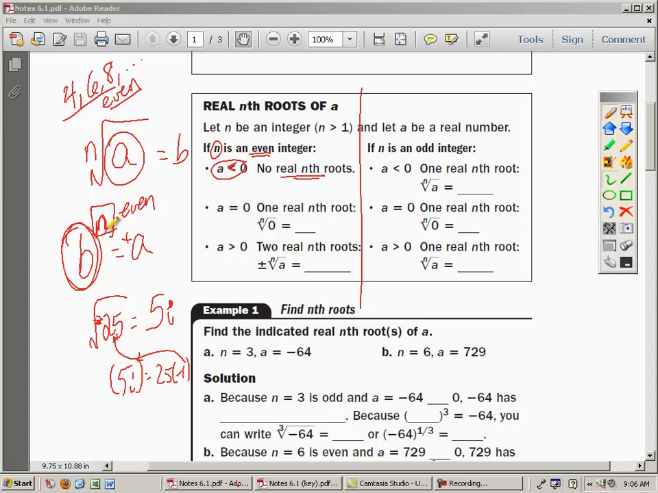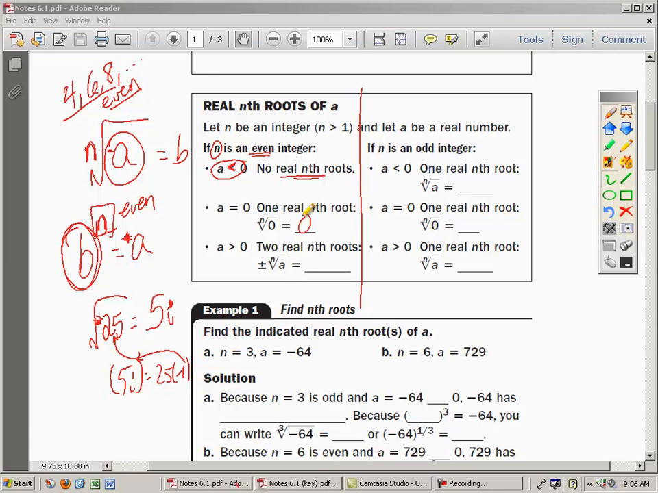All right. Again, if this number is even and this is negative, you can't do that because we can't raise some number b to an even power and get something that's negative. It's always going to be positive, at least in the real numbers. Right? We defined that i in Chapter 4. How about if a is equal to 0? Well, it has one real root.